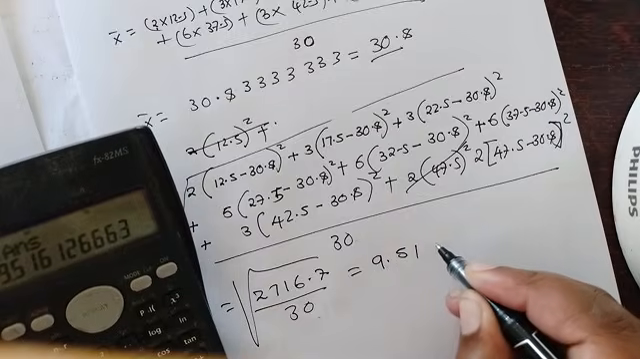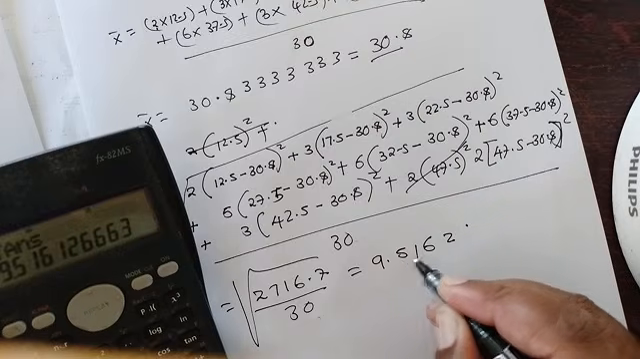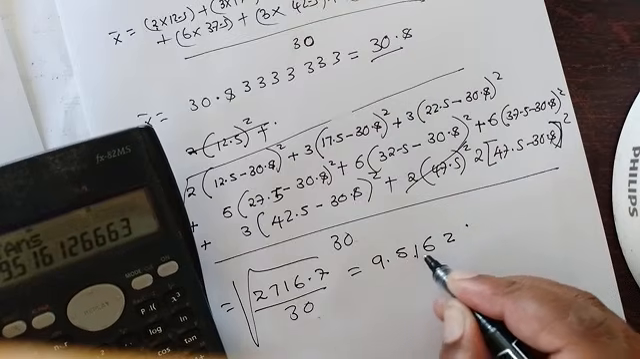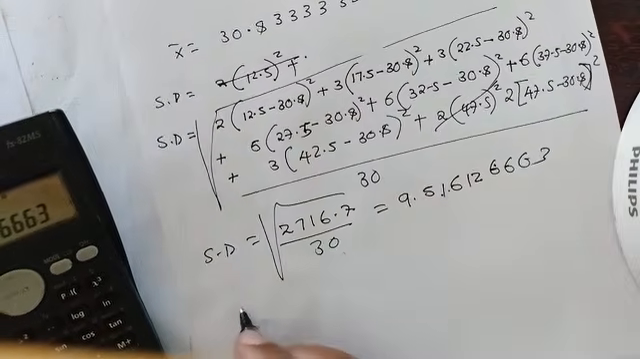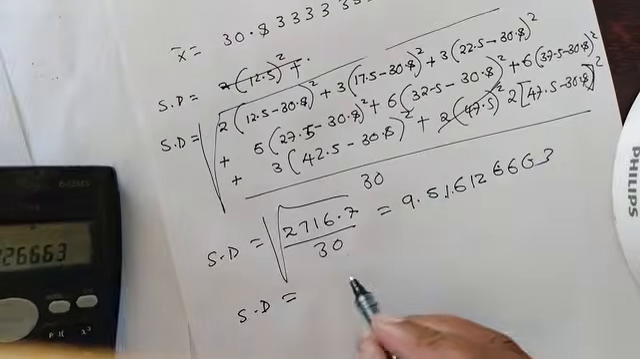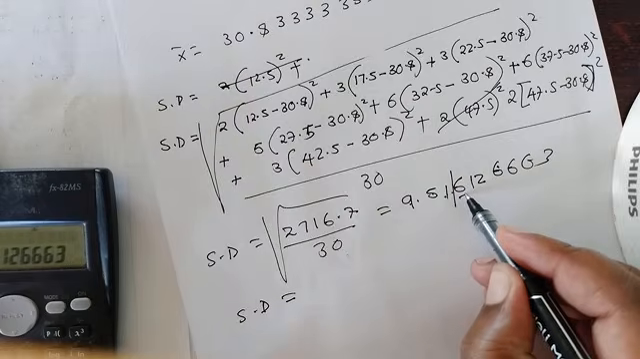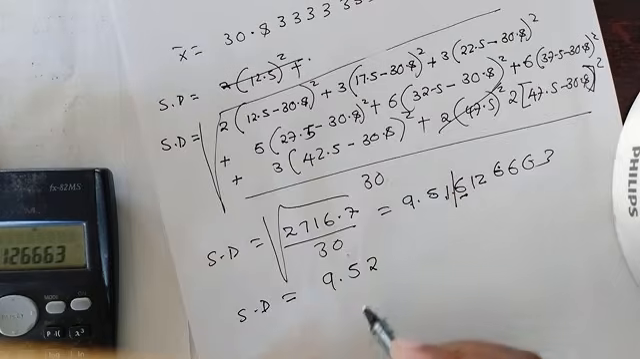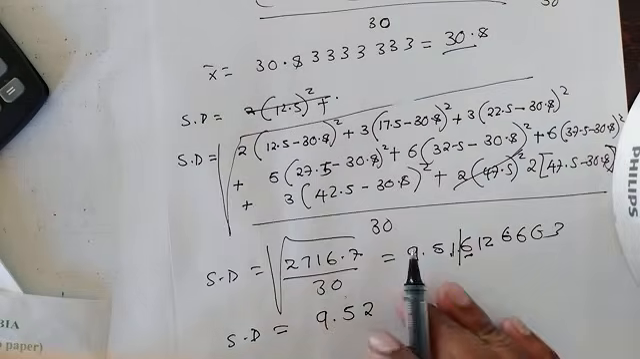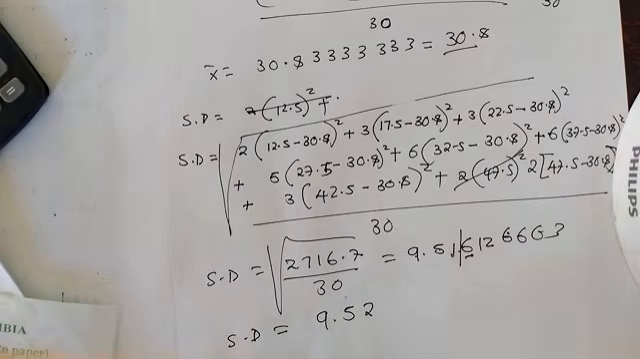9.51612 6663. But we give our answer correct to 3 significant figures. So you have got 1, 2, 3. You cut here, consider this one as the 1 plus that 2. So you have 9.52. Okay, so this is how you get your 6 marks.